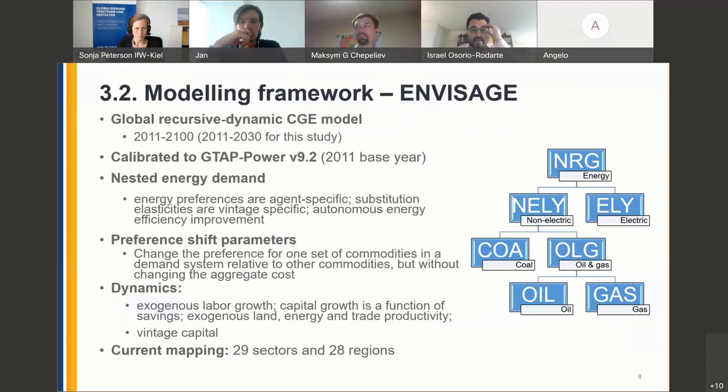As it's a dynamic model, it has labor growth that is followed by skill. In this sense, it's linked with the household survey. Capital growth is a function of savings. We have exogenous land, energy and trade productivity. Very important in this model is the incorporation of vintage capital, and the level of substitution in capital is higher for newer vintages of capital. The current mapping is that we have 29 sectors and 28 regions.